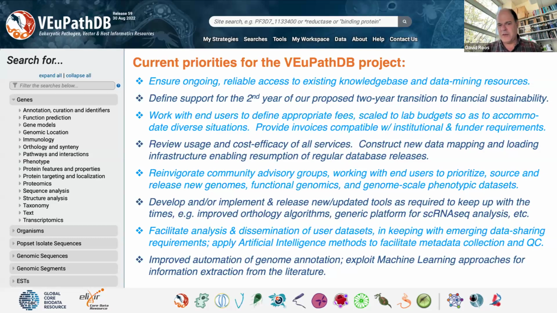That's absolutely right. Just to give some indication of what happens under the hood, and to explain why the cost of maintaining a static resource is on the order of $1 million a year, but the cost of maintaining a dynamic resource, which is updated on a regular basis, can be as much as 10 times that. When you go to VEuPathDB to take a look at expression profiling data from RNA-seq studies, you can be confident that that data has been mapped and normalized in a consistent way, so that the results from different studies are consistently applied.